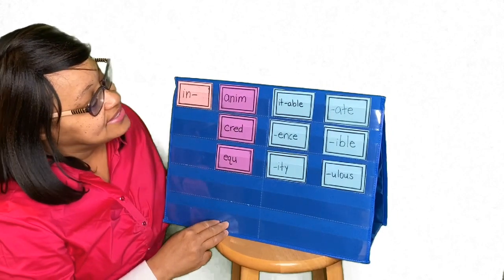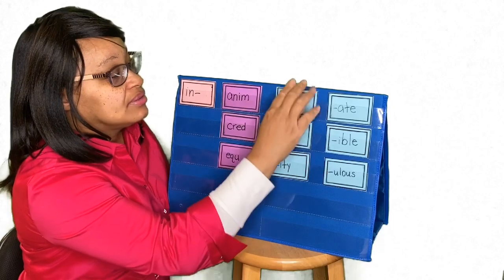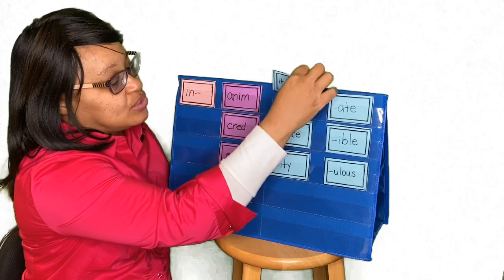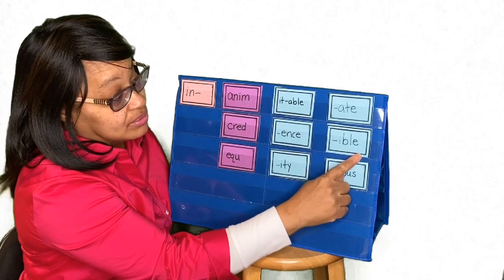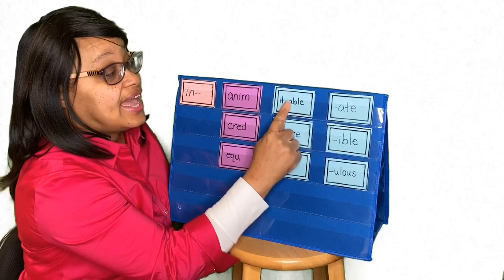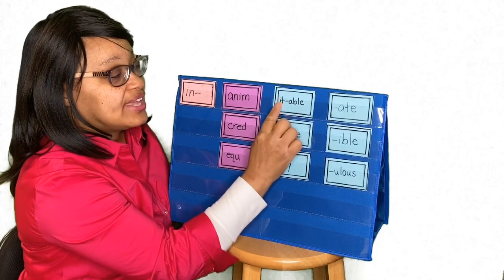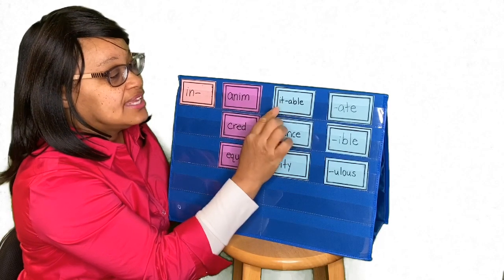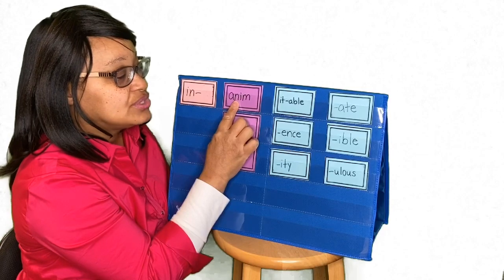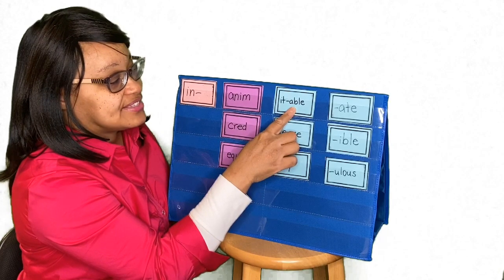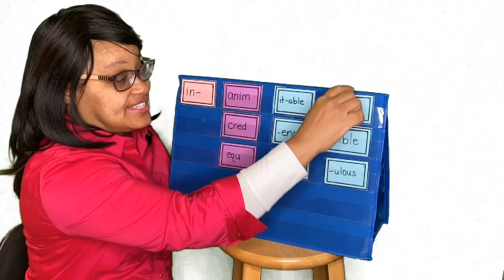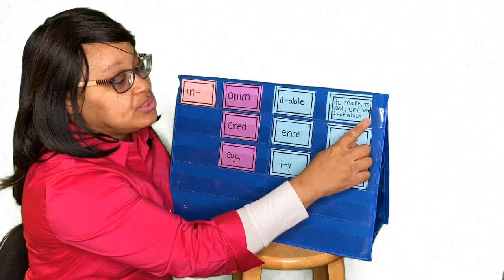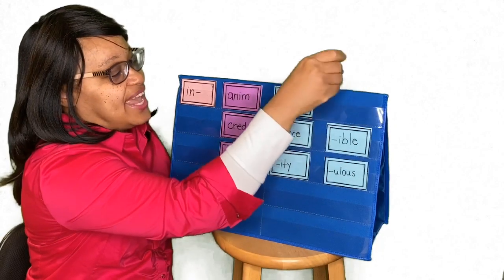Now our suffixes today are itable, which is able to be. So we have able and itable. The it is serving as a connector vowel and consonant, itable. It's connecting the root to the suffix. Then we have ate, and ate means to make, to act, one who or that which.